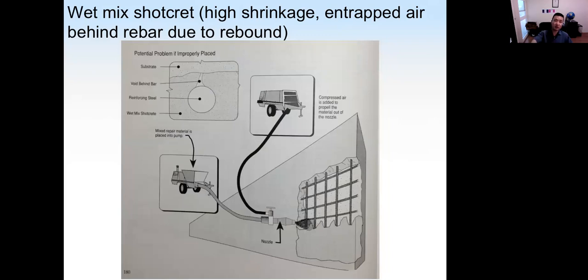We also have wet mix shotcrete, where we mix water with the dry materials, then we pump the concrete through the nozzle. They have the same potential problems, including high shrinkage and entrapped air behind the rebar. Imagine we pump the concrete at high speed. So behind this rebar, it may not be fully wrapped by the repair materials. So this is something we need to be aware of.